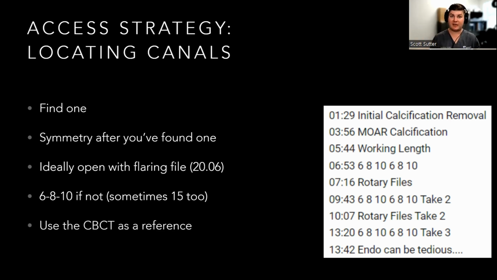Often, this is where I'm going to have that cone beam up in the room so I can see, okay, where do I need to go? How much farther is it? I'll measure between like MB1 and distal buccal, between palatal and DB, just get an idea of where I need to go. But this is where that cone beam is extremely useful.